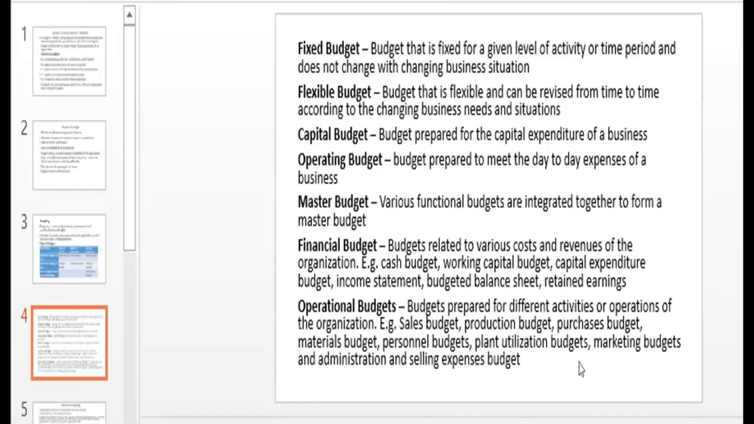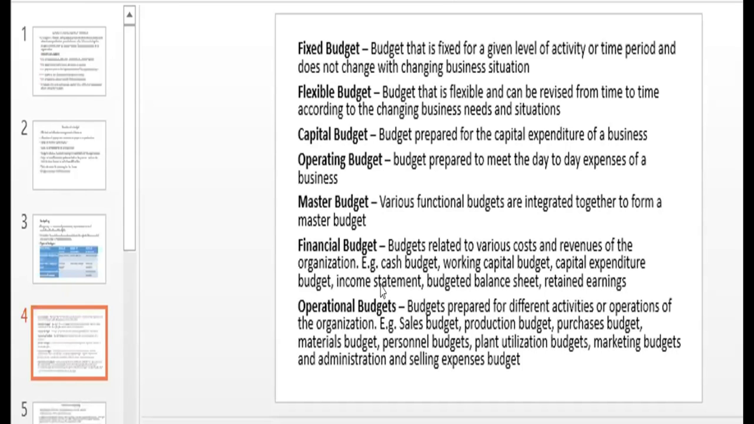Planned utilization budgets, marketing budgets, administration and selling expenses budgets, they are operational budgets. We need to have a budget for, like, a marketing budget. Probably we want to market some products. So what are the budgets that we need to plan for so that we engage these marketing advertisements and all that? Those will fall under the marketing budgets. So that is operational budgets.